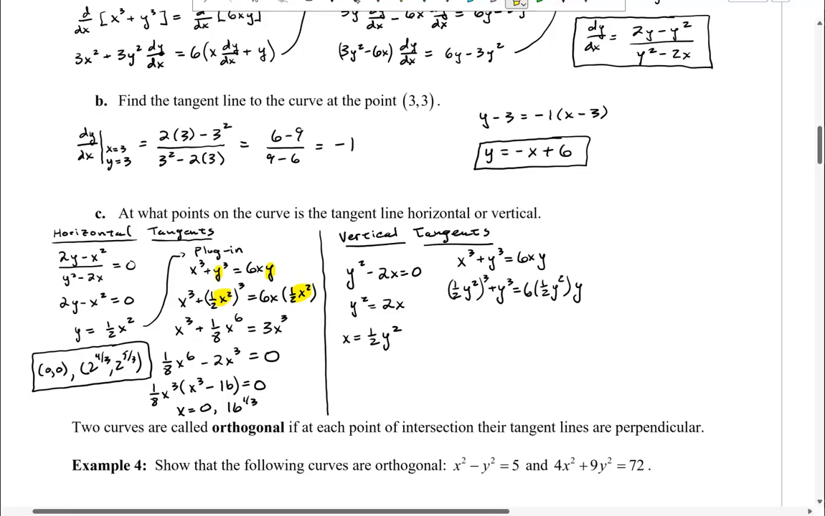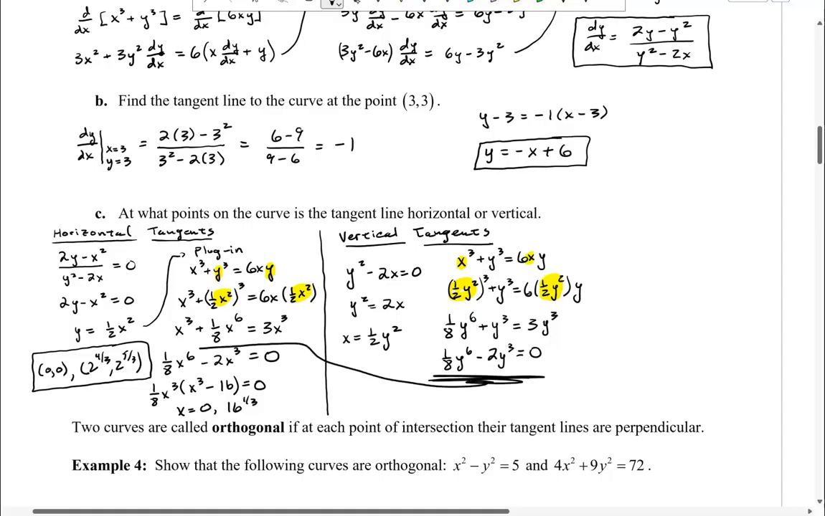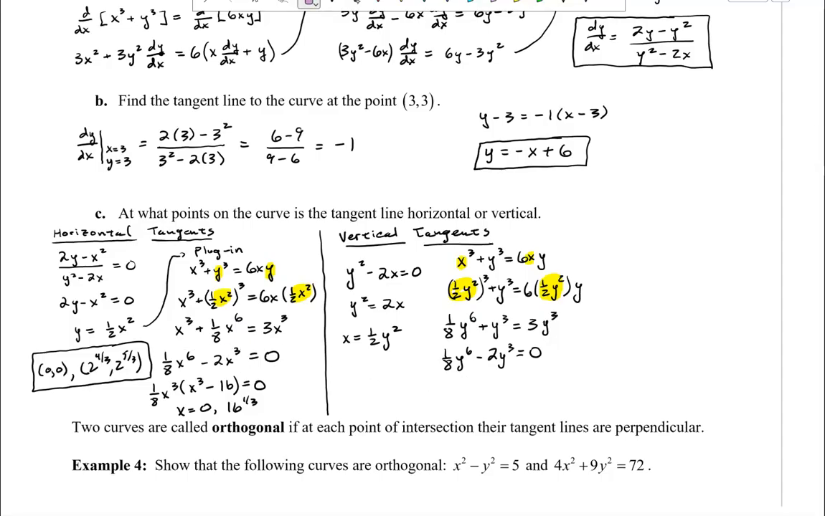So just as we did in the horizontal tangents case, we're taking our 1/2 y squared and we plugged it in for x in the original equation. Now we solve for y. We're probably noticing at this point that we're getting the exact same equation, but our x's and y's are switched. In other words, compare what you have here with what we had here. So solving this is going to give us the same results, except y will be 0 and y will be 16 to the 1/3 power.